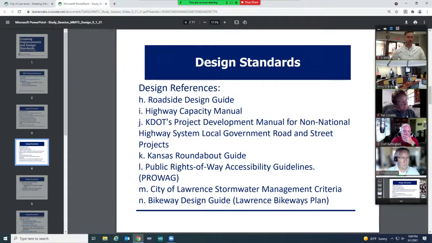So that is one that we frequently reference for improvements in the right of way regarding ADA. But overall, there's a lot of guides out there that we use when we're developing public improvement plans, particularly related to transportation. And I'm going to give a high level overview of a few of the ones that we use pretty frequently.